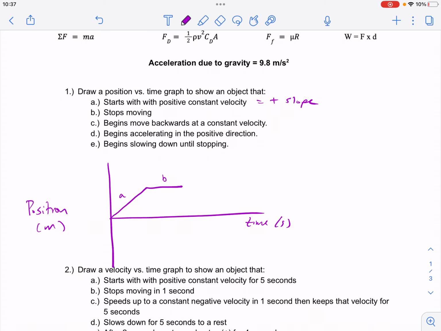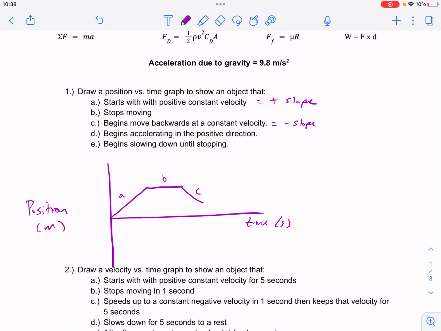And then it begins moving backwards at a constant velocity. So if you start moving backwards, you're moving back towards the starting point, which means you're moving with a negative velocity. So that means a negative slope. So this is negative slope. Back towards the starting point, back towards 0. It doesn't specify for how long.